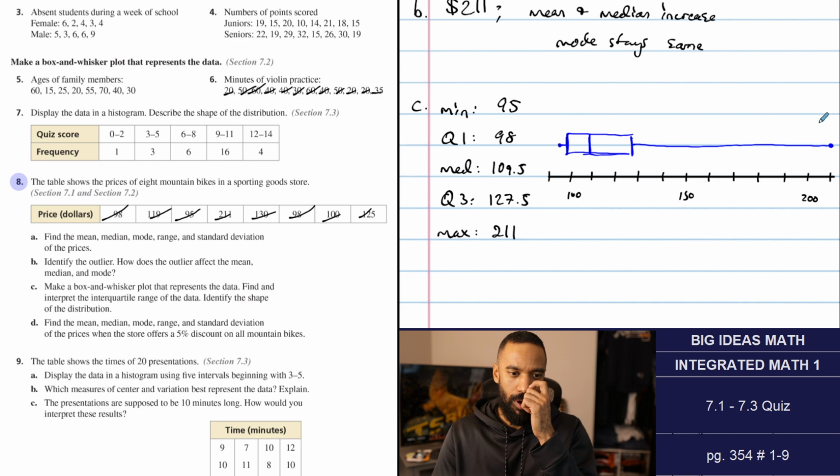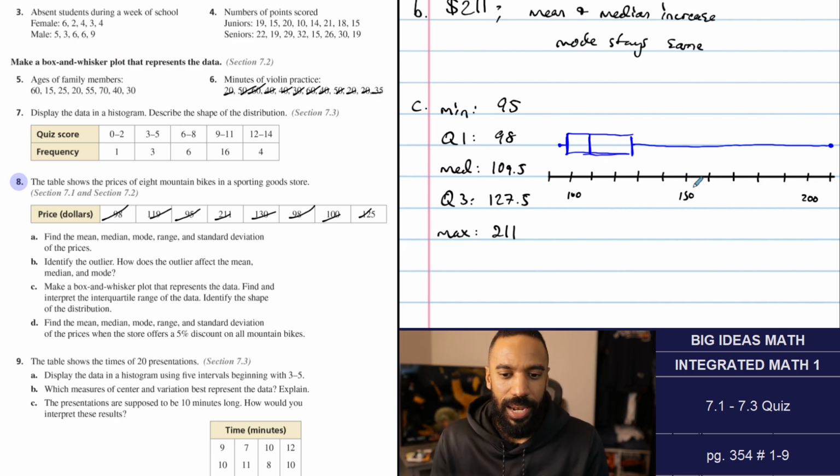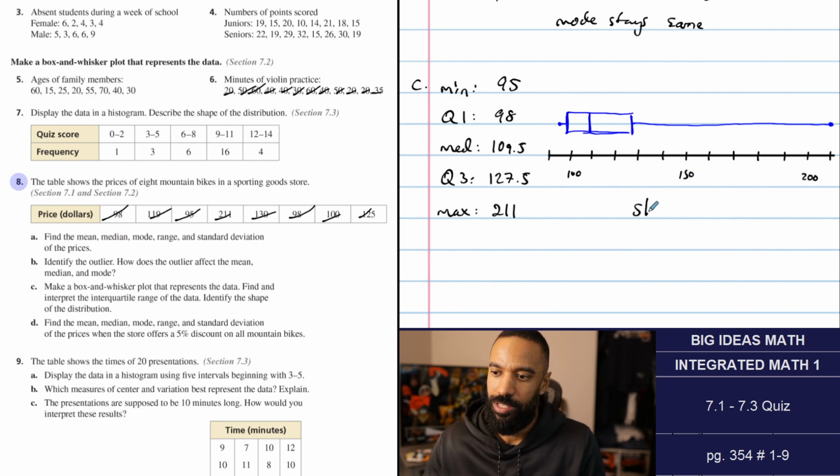Whoa. Okay, what do they want? They said identify the shape of the distribution. I can say it's skewed right. That's for sure. Skewed right.